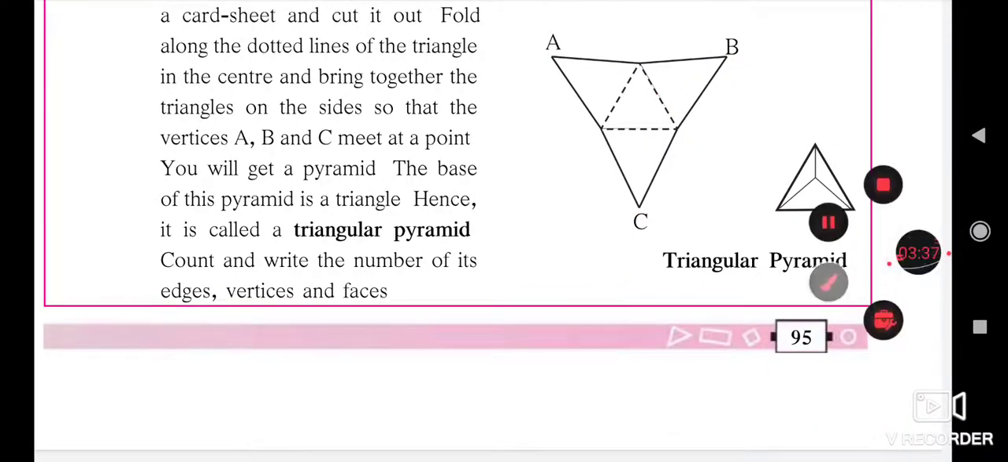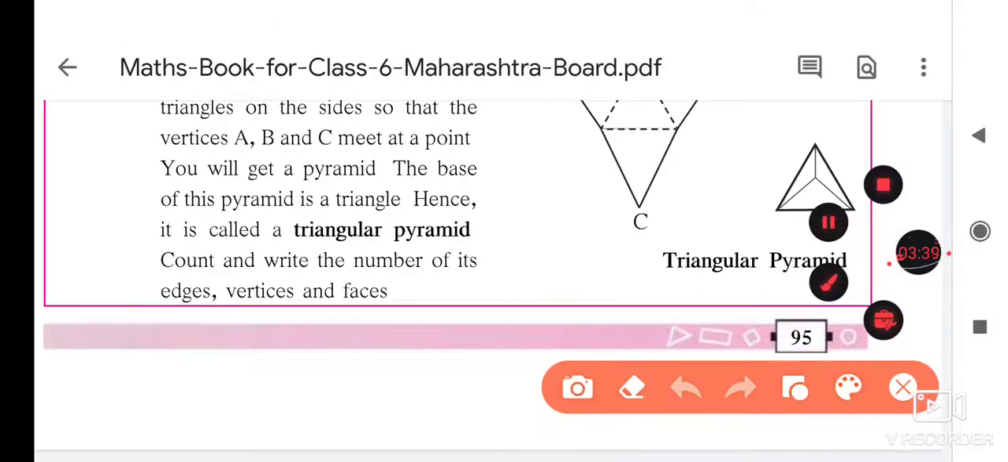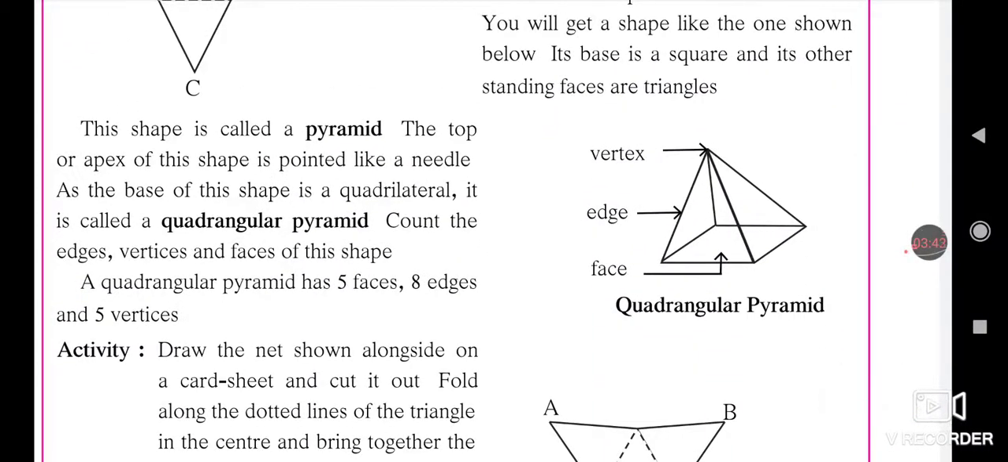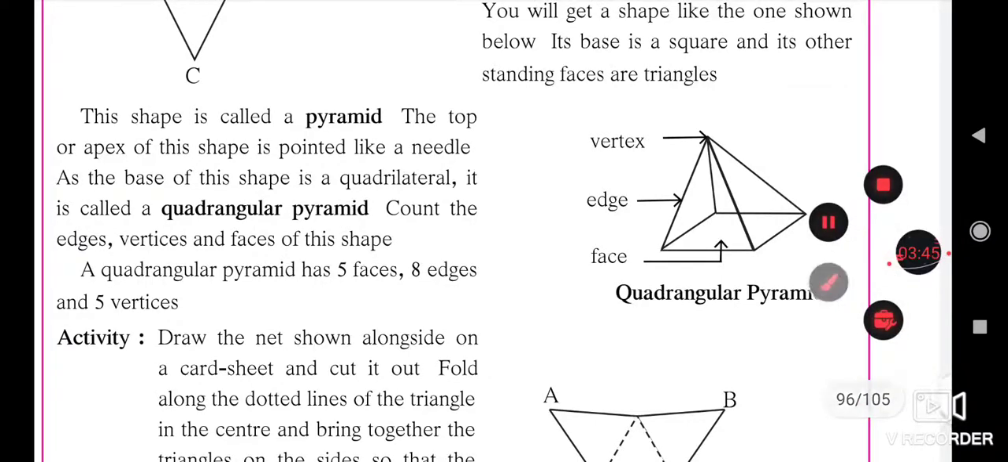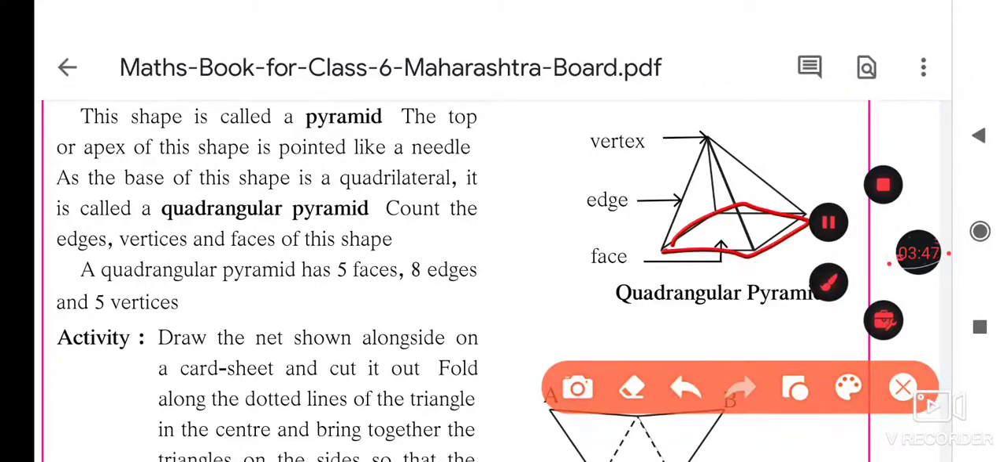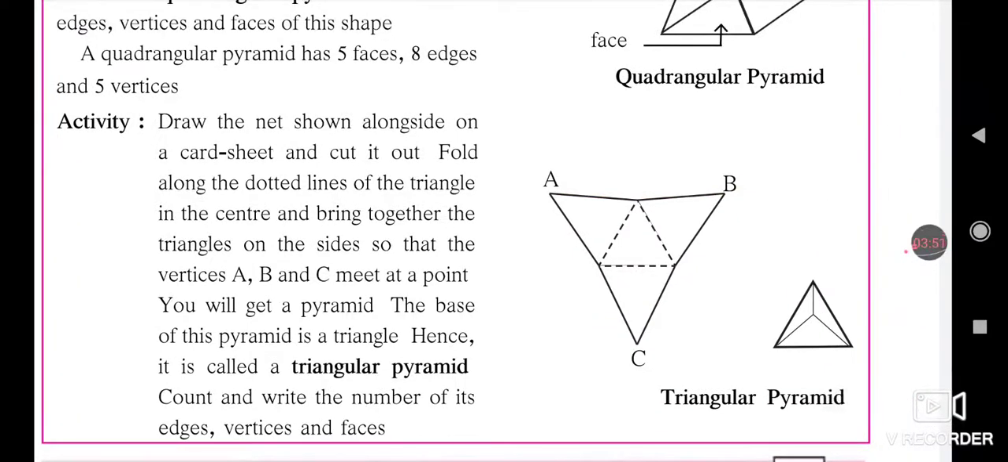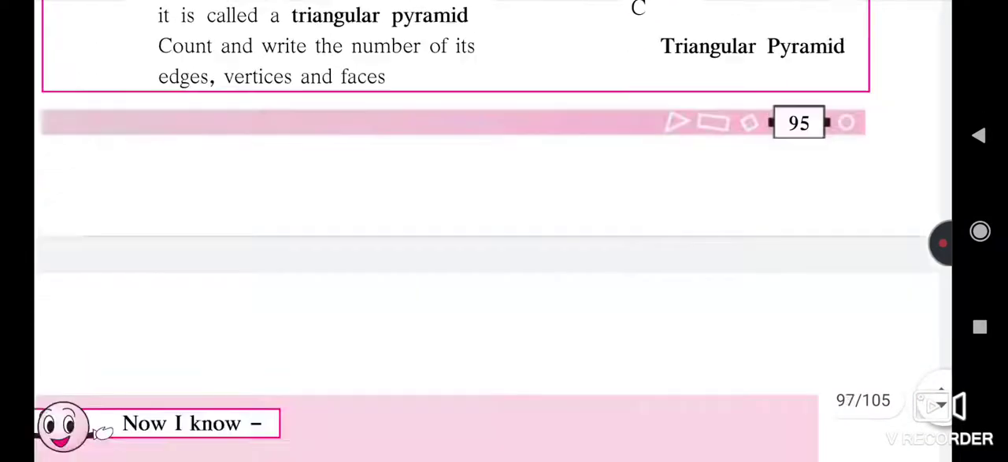Why is it called a triangular prism? Because its base is also triangular. Above, the base of this pyramid is a quadrilateral shape, that's why it is called a quadrangular prism, and for this one the base is triangular, that's why it is called a triangular prism.